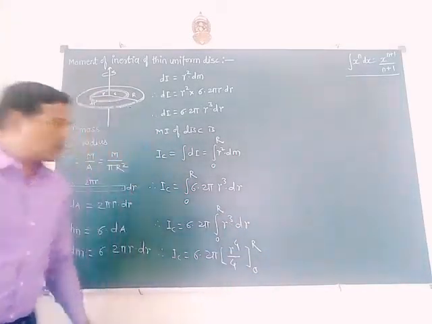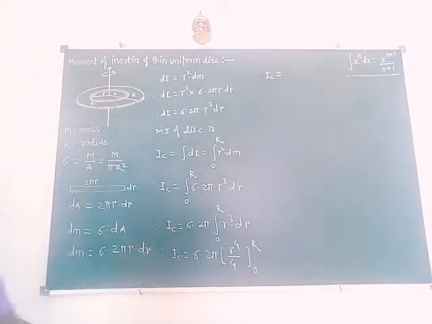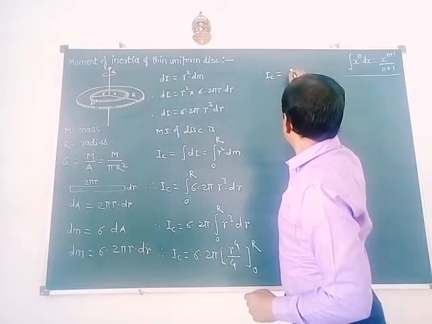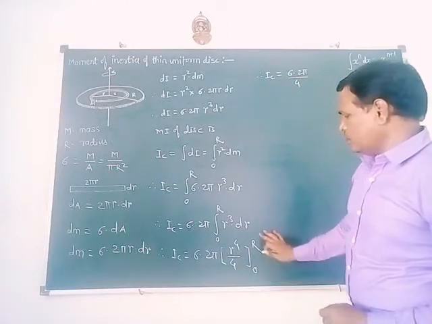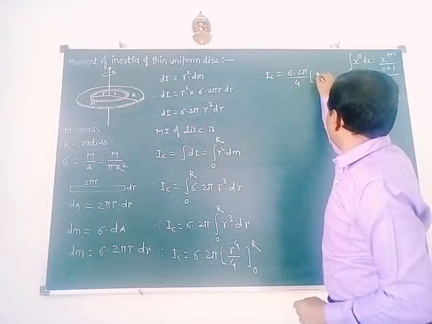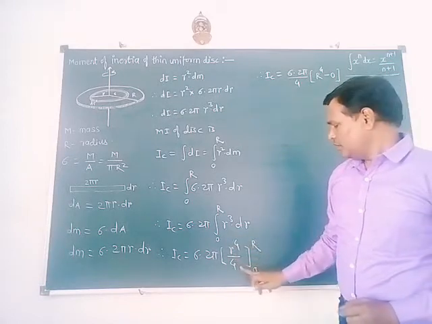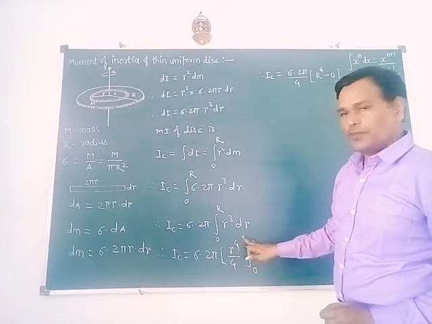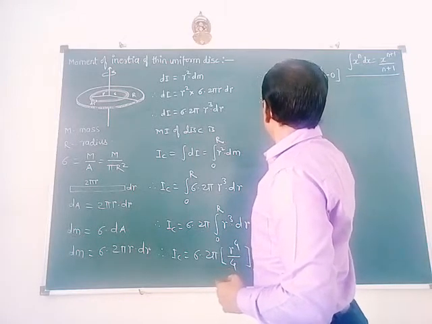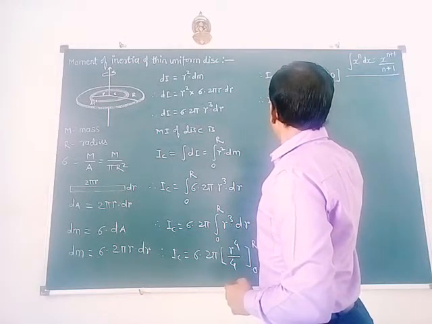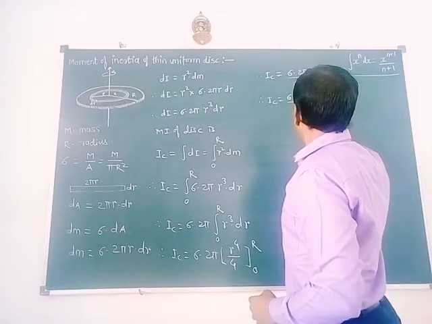Put the upper limit and then the lower limit. So this moment of inertia Ic can be written as sigma into 2 pi divided by 4. Take this 4 outside the bracket. Put the upper limit first, then the lower limit. Here you can write r to the power 4 minus 0, instead of r write capital R to the power 4 minus the lower limit 0 to the power 4. 0 to the power anything is 0. So finally, we can write this Ic equal to sigma into 2 pi divided by 4 into capital R to the power 4.